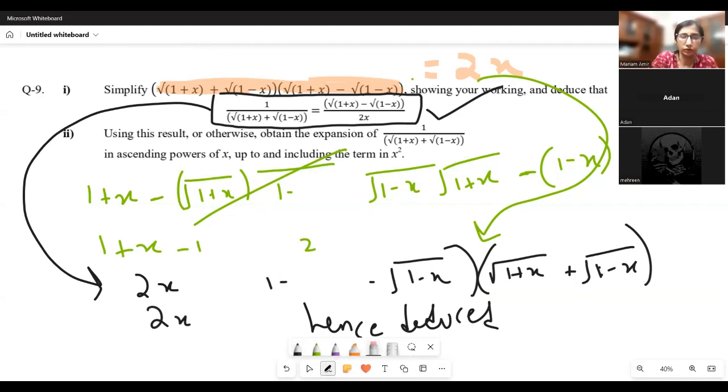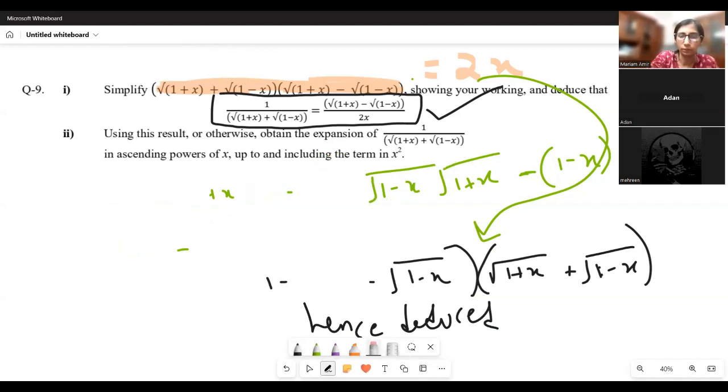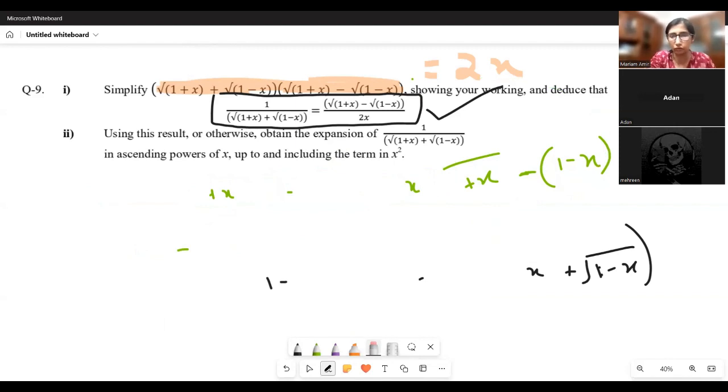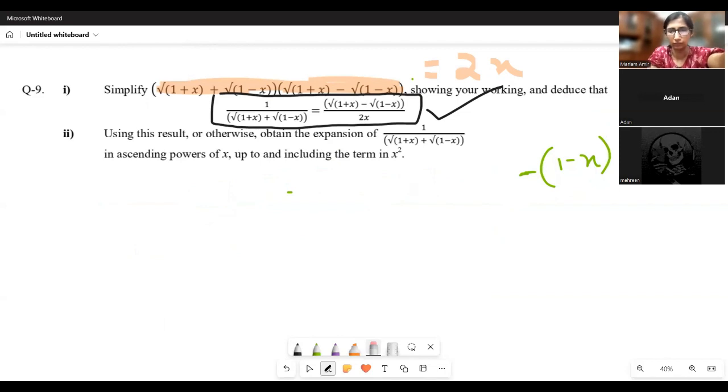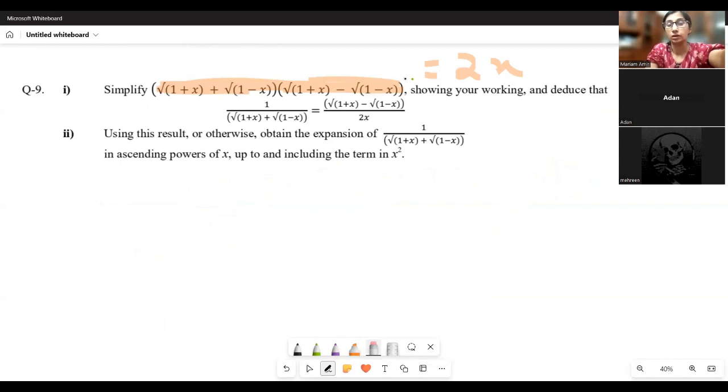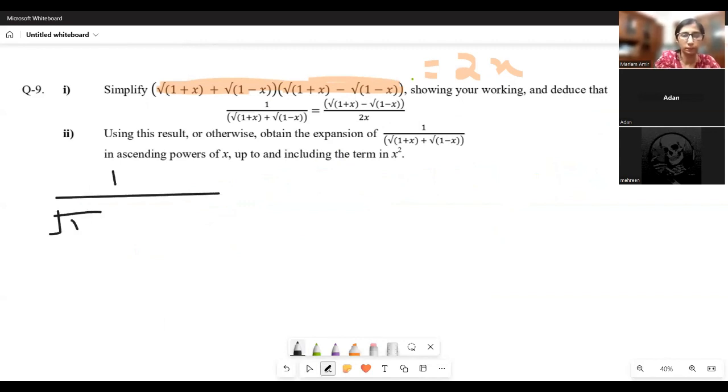Part 2. Using the result or otherwise, obtain the expansion of that up to and including x squared. Okay, it says use the result, so I would like to use the result. It says 1 over the square root of 1 plus x plus the square root of 1 minus x. We cannot send the denominator up directly because of the plus sign in between.